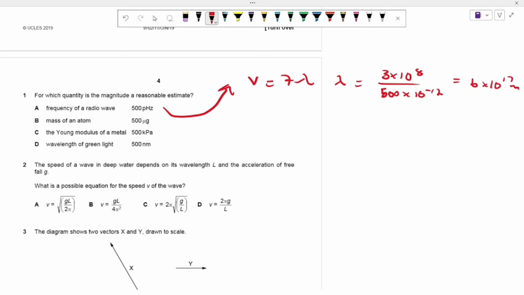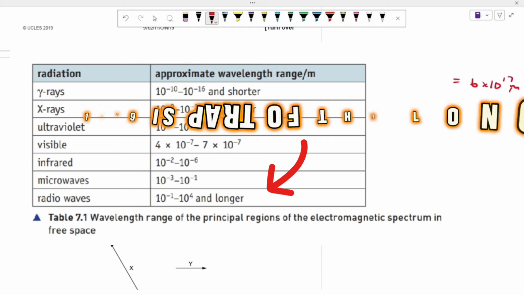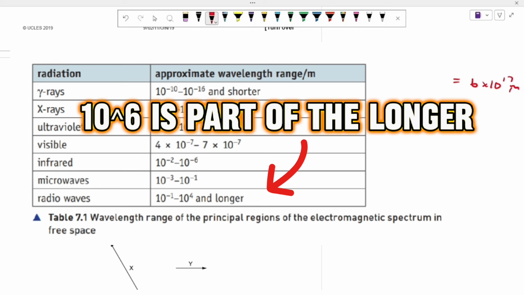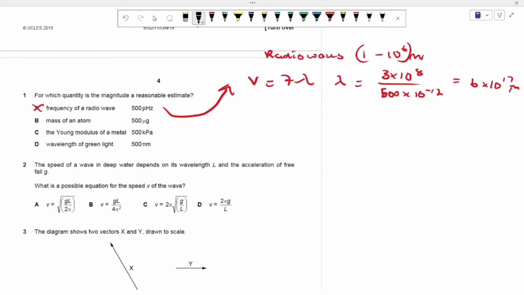Okay, but if you've done any research on radio waves from your textbook, you should have seen that radio waves basically range from 1 to about 10 to the power of 6 meters. That is basically the range of radio waves. So this answer cannot be. So A is wrong. Then if you look at B, we've been given the mass of an atom.